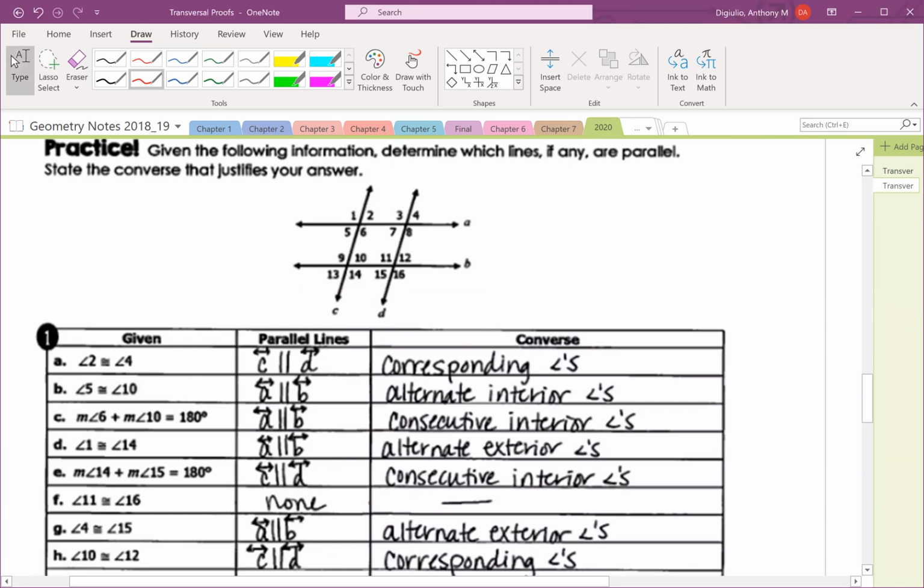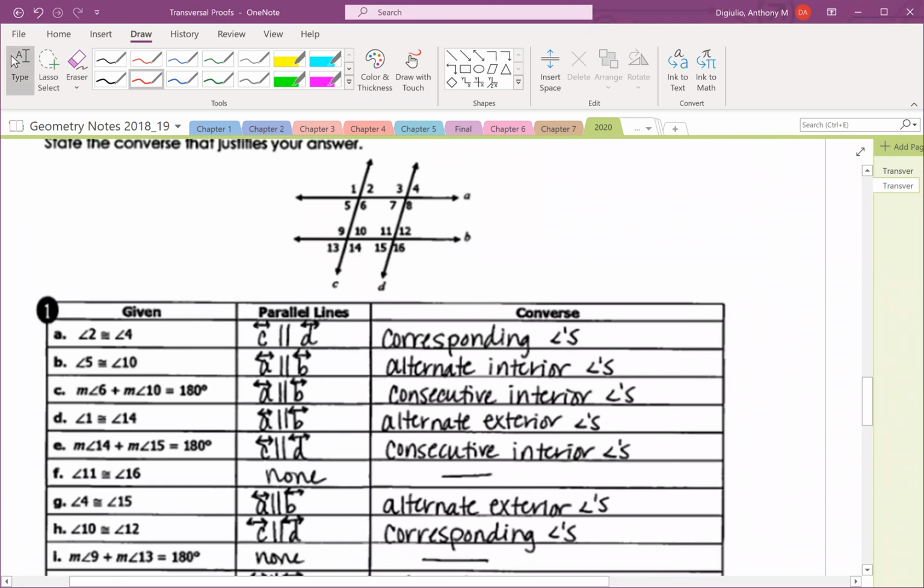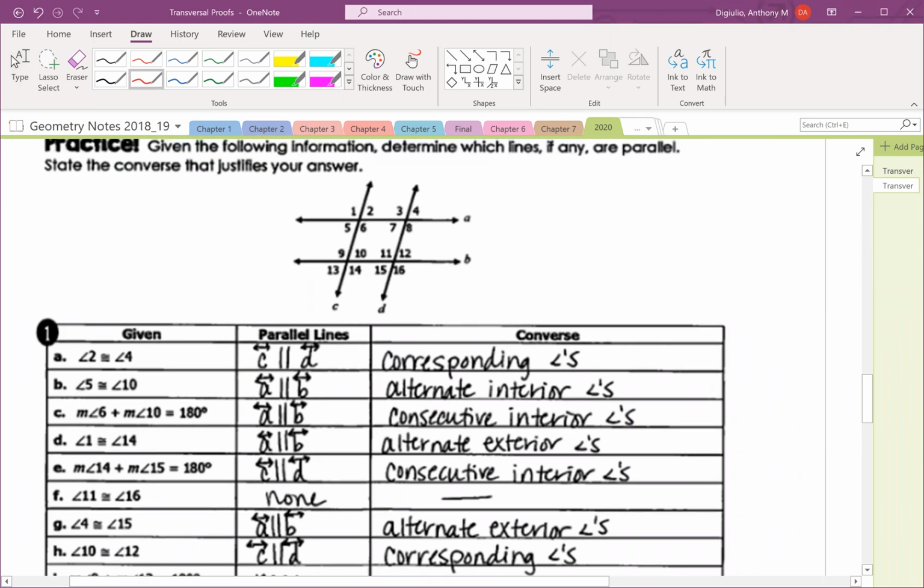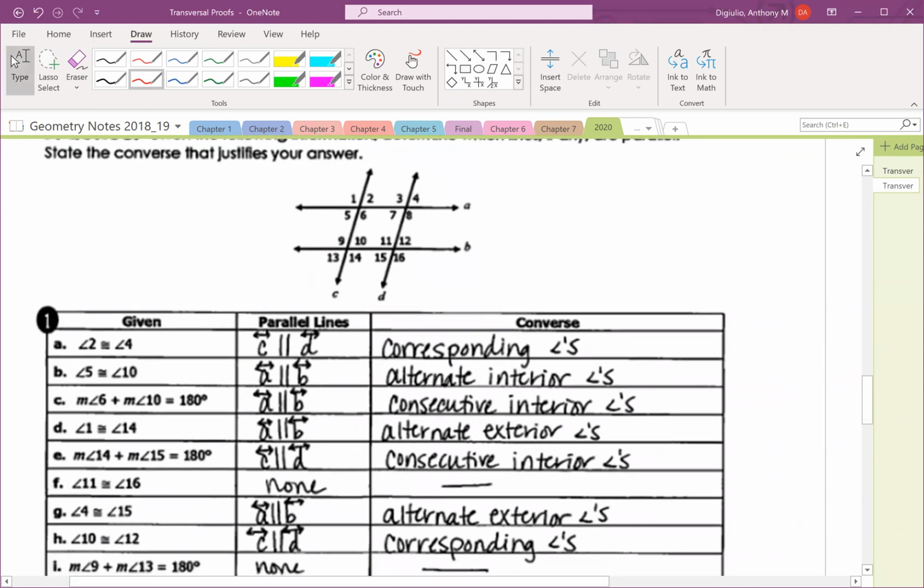Looking at these examples, I'm not going to go through every single one of them, but all it's saying is that given the information that we have, we're trying to determine which lines are parallel, and we're going to use our converse statements from above to justify it. So really all it's saying is identify the relationships between the angles to be able to determine whether or not those lines are parallel. So looking at this first one, it says that angle 2 is congruent to angle 4.